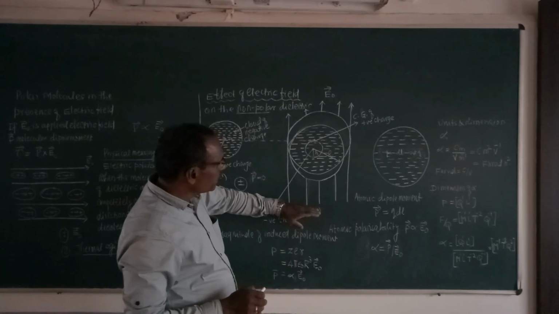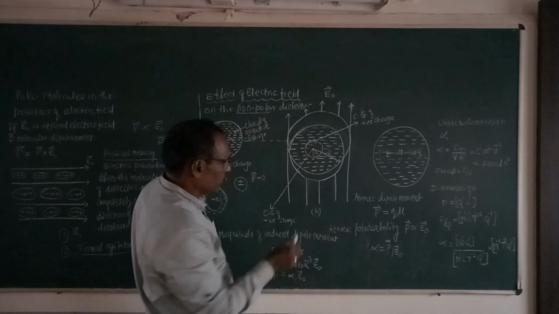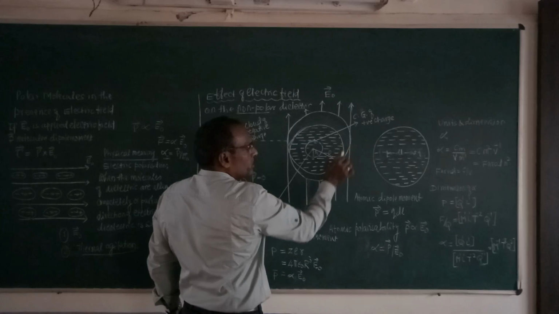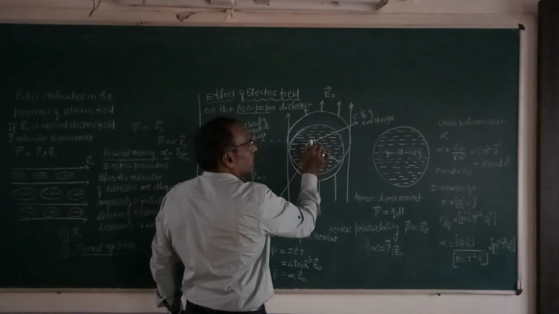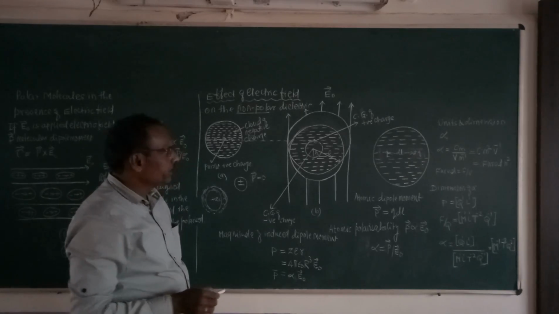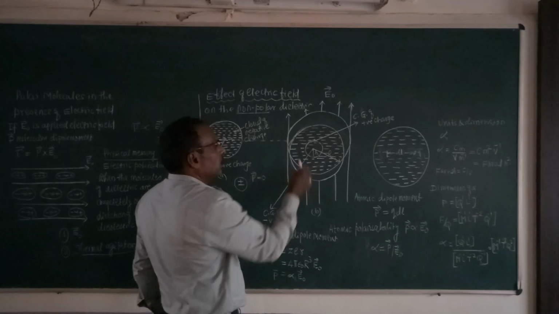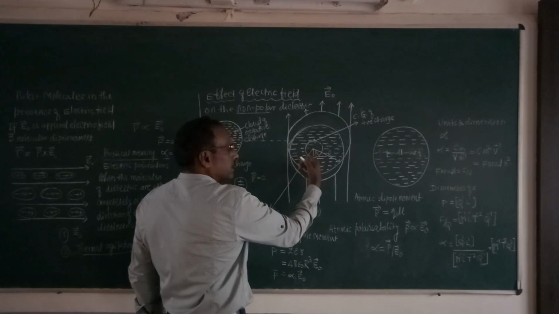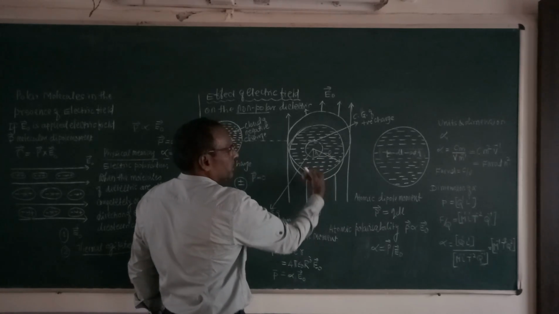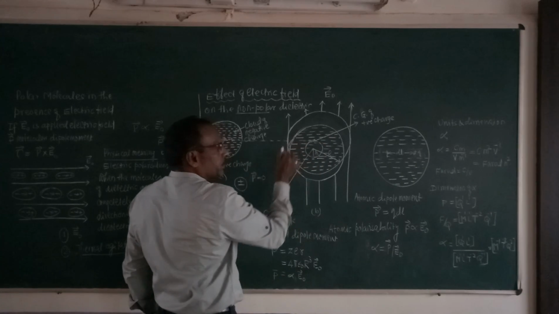See, the electric field is assumed to be acting in the upward direction, from bottom to top. This positive charge gets displaced along the direction of the electric field, and the negative charge, or the electron cloud, gets displaced exactly in the opposite direction, that is in the negative direction, on the bottom side. So they get displaced here.